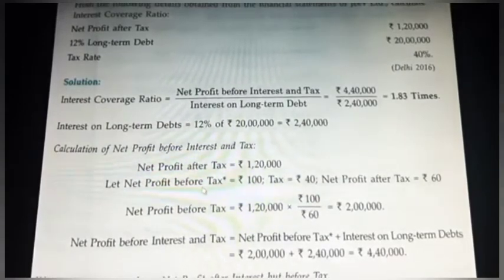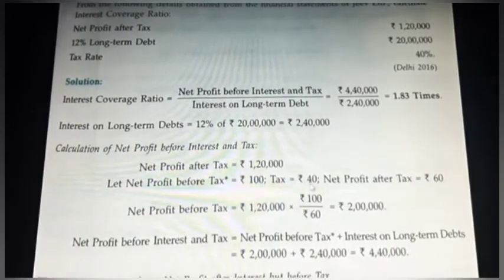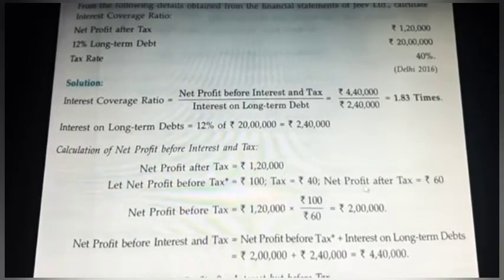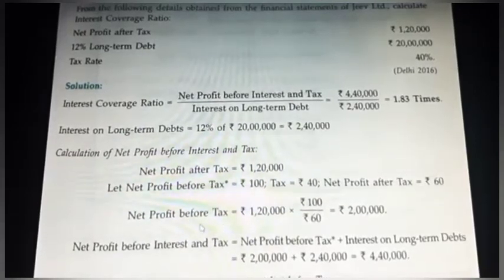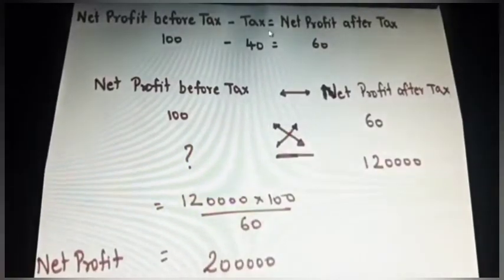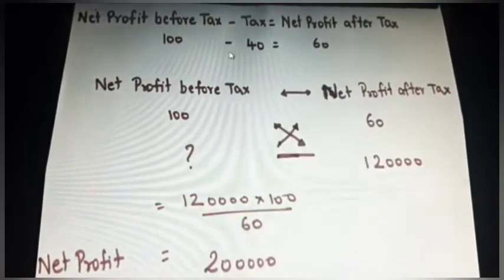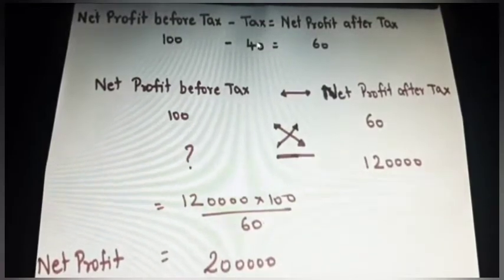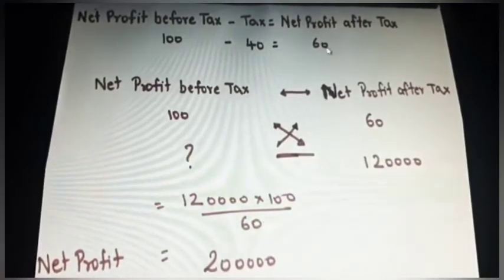Net profit before you pay the tax is 100. Your tax rate is 40. After paying the tax, what is the net profit left? It's 60, that is 100 minus 40. Now just look here in this formula: net profit before tax minus tax will give you net profit after tax. So 100 is the assumed net profit. Out of that you have paid 40 rupees as tax, so you will get net profit after tax as 60.